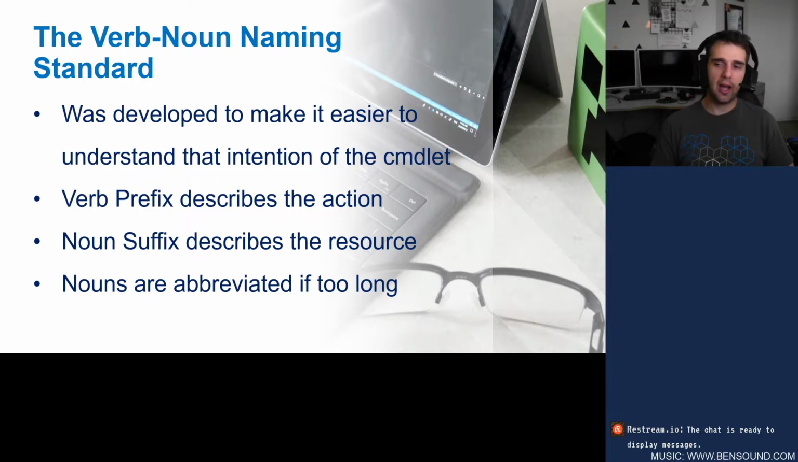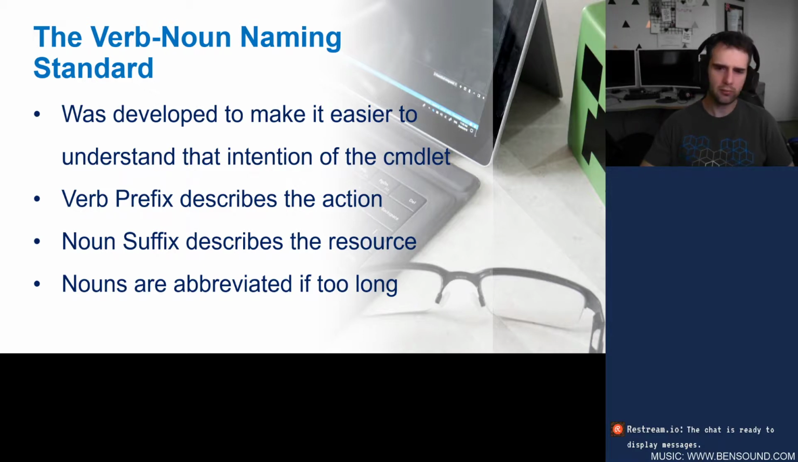Nouns are abbreviated if they're too long. So what I mean by that is, a great example is the Active Directory PowerShell module. If you've got the Active Directory PowerShell module, you Import-Module ActiveDirectory, and then you're going to go Get-ADUser. So Get-ADUser is synonymous to Get-ActiveDirectoryUser. AD is abbreviated. You wouldn't type in Get-ActiveDirectoryUser, it's just a little bit too long. So if it can be abbreviated, it will be. And AD is quite an easy one to abbreviate, because everyone knows AD.